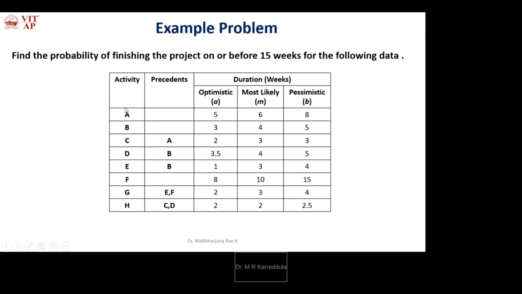So these are the various activities given from A to H, and their precedence, and their optimistic times, most likely times, and pessimistic times. Using this information, we'll see how to find the probability of meeting the target date of this project, that is, whether it is finishing by 15 weeks or not. What are the chances to finish the project by 15 weeks? At the same time, the risk.